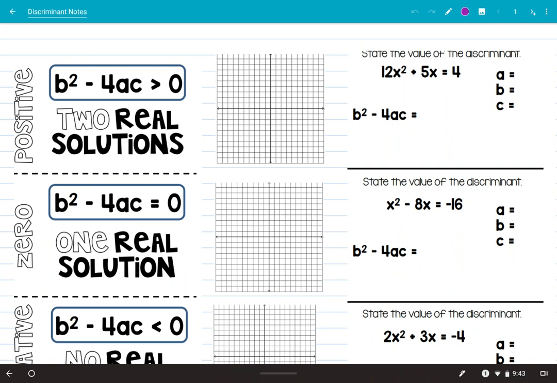So we're going to look at this first equation. The very first thing we need to do is get the equation to equal 0. So we're going to move the 4, and since it's a positive 4, we minus it and move it over. So we get 12x squared plus 5x minus 4 equals 0.